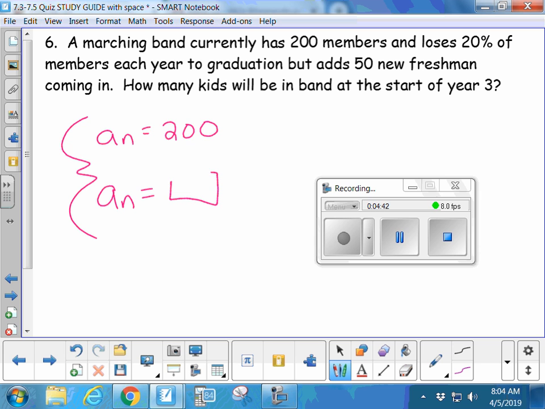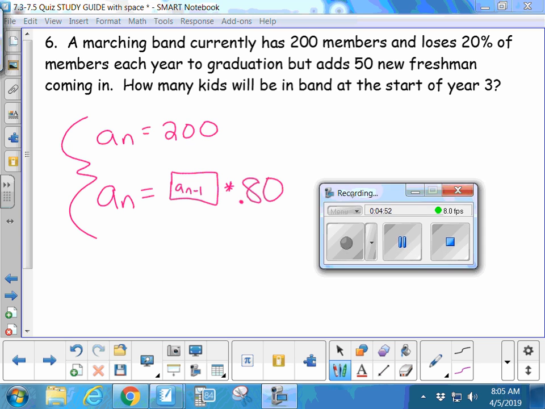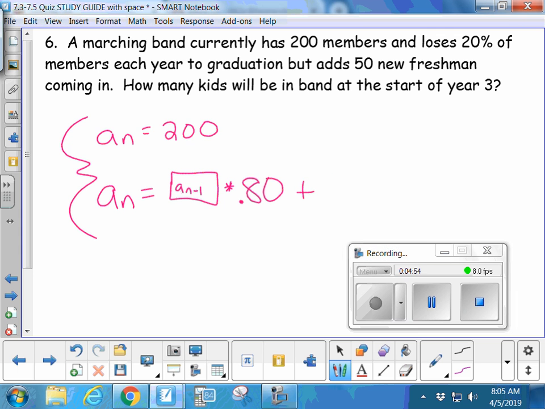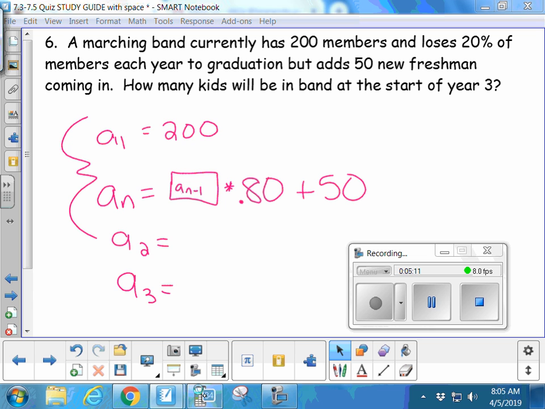Multiply the previous number by 0.80. Is that what you guys said? That symbolizes that 80% are staying in, 20% are getting lost. And then we'll add 50 new freshmen. We want to know how many kids will be in band at the start of year 3. So A1 was 200. A2 will be the beginning of the 2nd year. A3 will be the beginning of the 3rd year. Let's pull our calculators up and show you how you can quickly type this in.